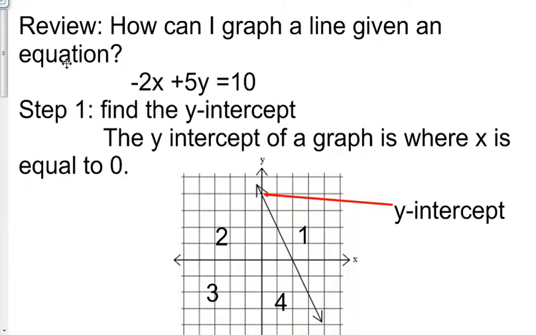More review. How can we graph a line if you're given an equation? My equation here is negative 2x plus 5y is equal to 10. Step 1. Find the y-intercept. The y-intercept of a graph is where x is equal to 0. So for example, here is the y-intercept on this line.